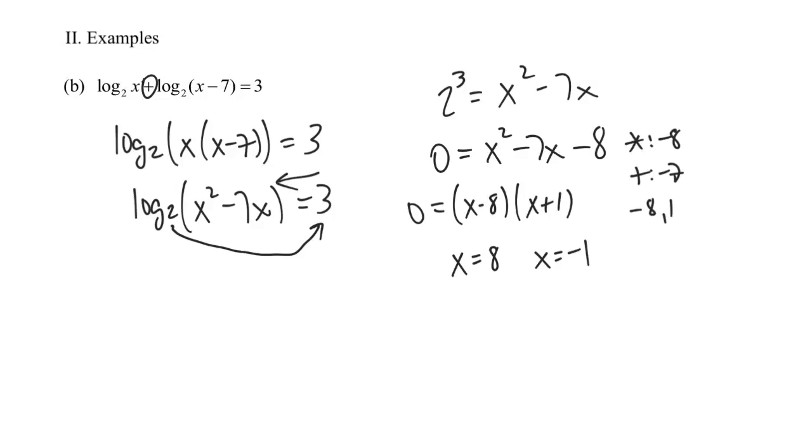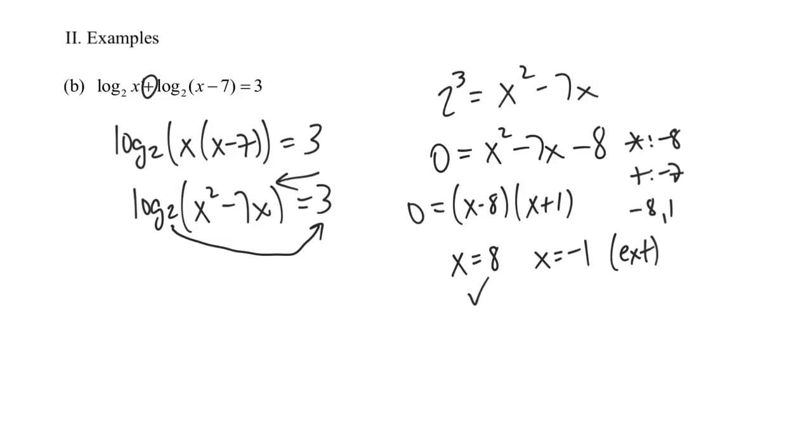But before you move on, you need to double check and see if either of these answers are extraneous. And so if you go back to the original equation here and I substitute in 8 for x, then obviously that's going to be positive, and 8 minus 7 is also going to be positive, and so x equals 8 is an acceptable answer. What about x equals negative 1? Well, log base 2 of negative 1 is undefined because I cannot take the log of a negative number, and so therefore this second answer is extraneous.